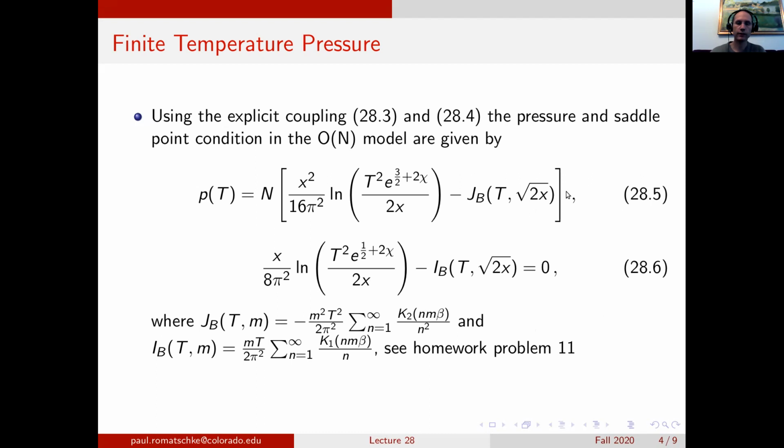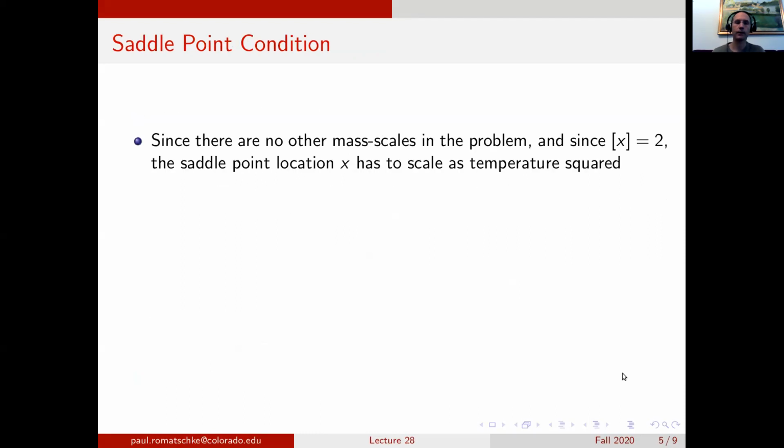Looking at these two results for the pressure, which is meant to be evaluated at the non-perturbative solution X resulting from this saddle point condition, I want to point out that the pressure P in this form is completely independent of the renormalization scale mu bar, as it should be. A physical quantity should not depend on mu bar, and indeed the pressure written in this form does not. It's supposed to be an exact result, not a perturbative approximation, and as such, it clearly cannot depend on the choice of an arbitrary parameter. We want to solve this problem now.